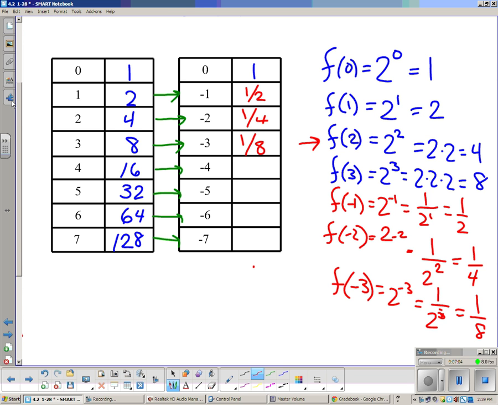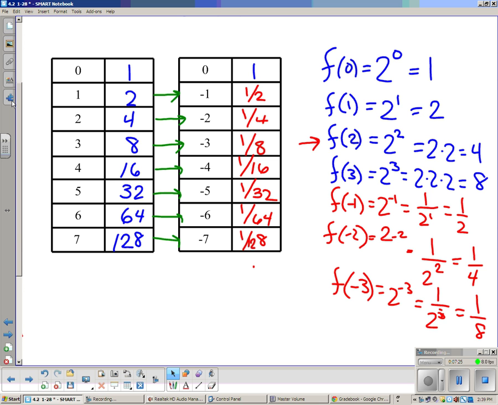plug in a negative 4 into the function, we get 1 over 16. Negative 5, 1 over 32. Negative 6 would be 1 over 64. And negative 7 would be 1 over 128. Okay, so we've now filled out our chart.